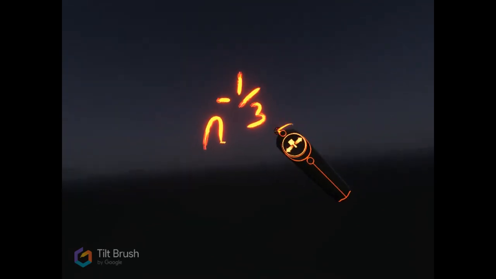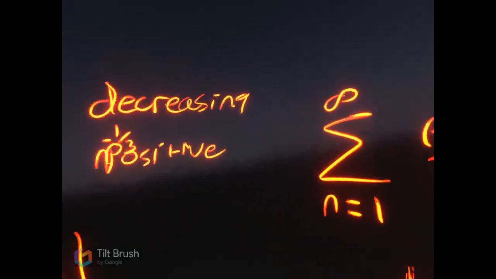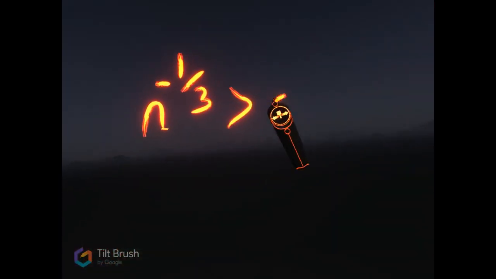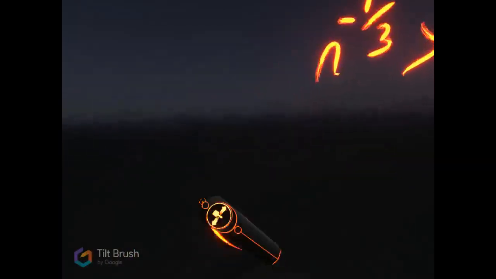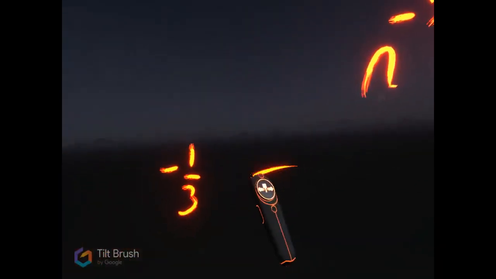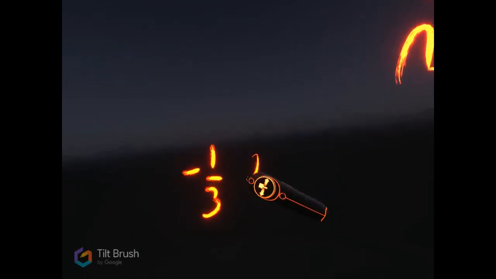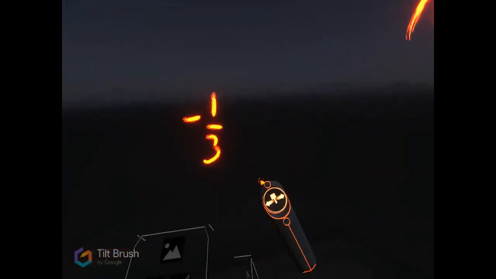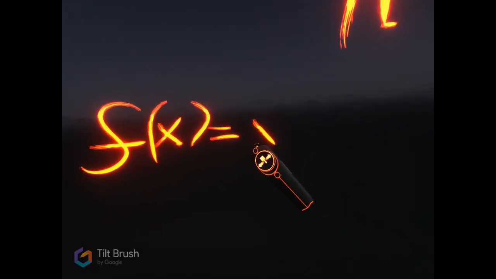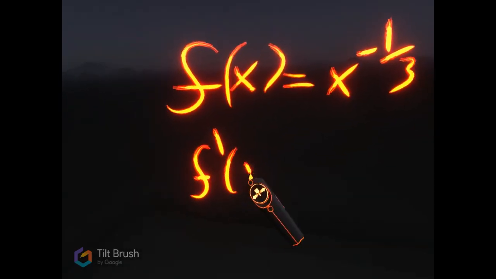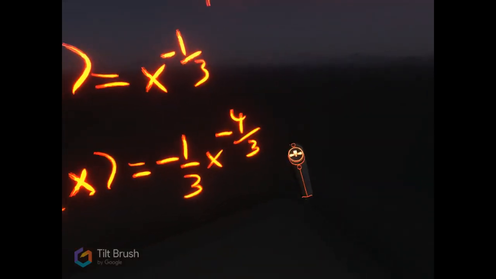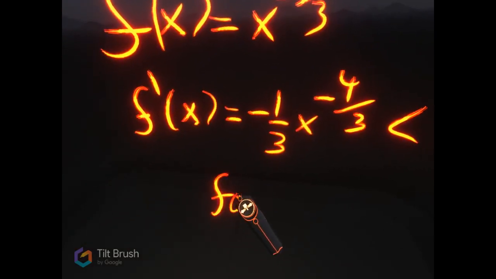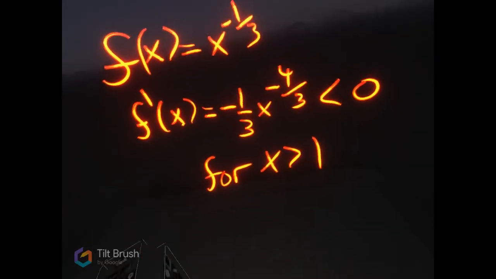For positive, you just say that's greater than 0. Yeah, you just look at it. So write positive, and then write n to the negative 1/3 is greater than 0. There you go. Now take the derivative, so you get negative 1/3. Already right off the bat, you know it's going to decrease because you have this negative in front. First say f of x equals x to the negative 1/3. Now under that say f prime equals... less than 0 for x greater than 1. So then you can write decreasing.